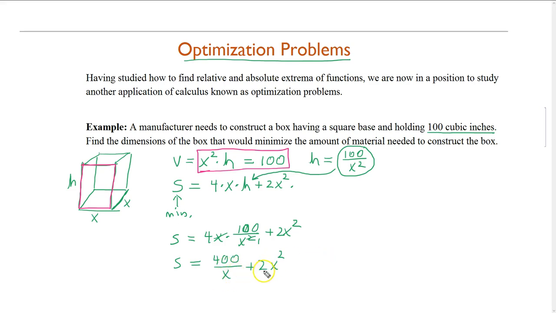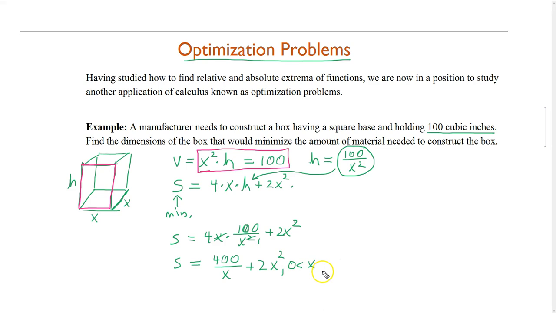Now, let's identify the domain of this function. Notice that X can actually take on any value from 0 all the way to infinity. If X were very close to 0, this box would be a very tall and skinny box. And if X were very large, it would be a short and very wide box. So our domain is actually all X greater than 0.